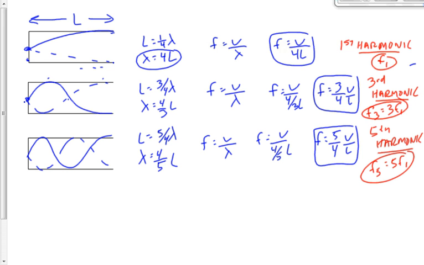The good news is, if you remember that, it's still just as easy to solve as the problems that you did yesterday were, because third harmonic is 3 times the first, and the fifth harmonic is 5 times the first.